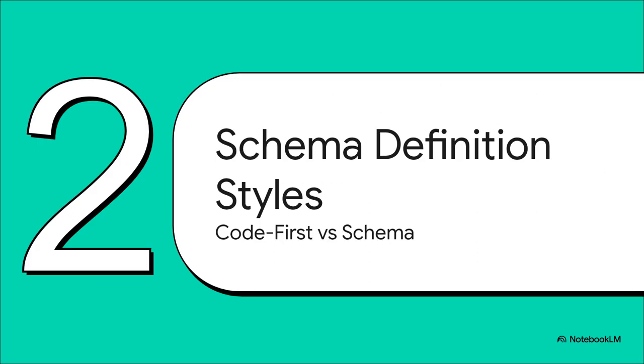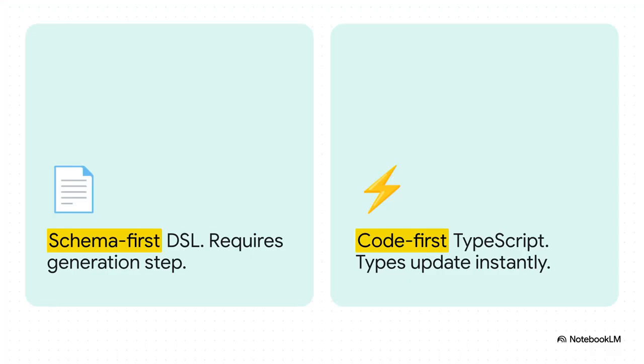Moving right along, let's look at how these tools actually differ at their foundation, how you design your database schema before you even fetch a single row of data. So here is the fundamental philosophical difference. Prisma is schema-first. You write your models in this custom .prisma file, which is its own domain-specific language. And it's beautifully clean to read, sure, but you absolutely have to run a Prisma generate step every single time you change it just to update your TypeScript types.